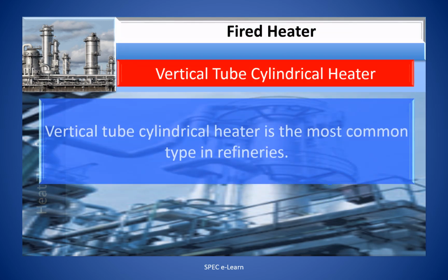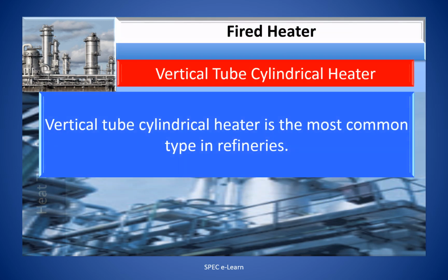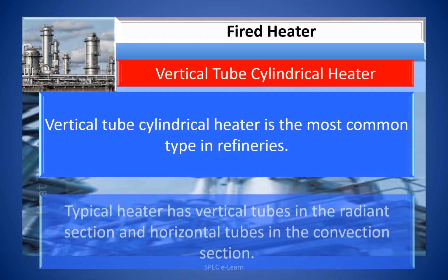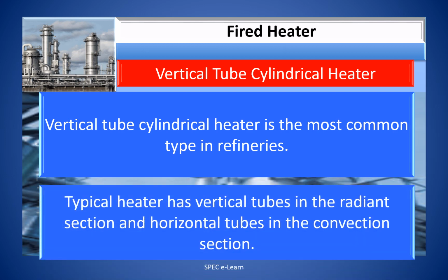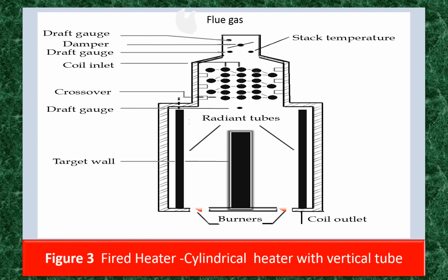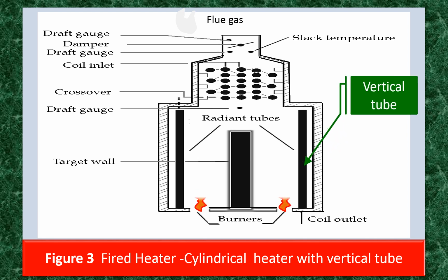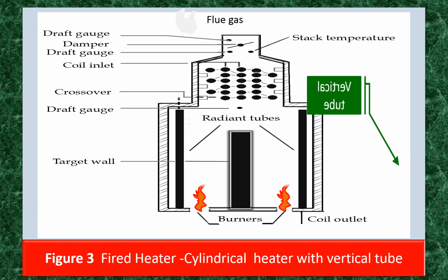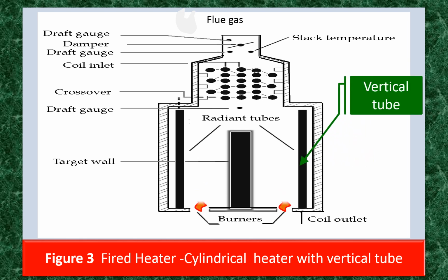Vertical tube cylindrical heater. Vertical tube cylindrical heater is the most common type in the refineries. Typical heater has vertical tubes in the radiant section and horizontal tubes in the convection section. Shown in this figure is a vertical tube cylindrical heater with floor mounted burners. The top mounted stack provides a natural draft operation.